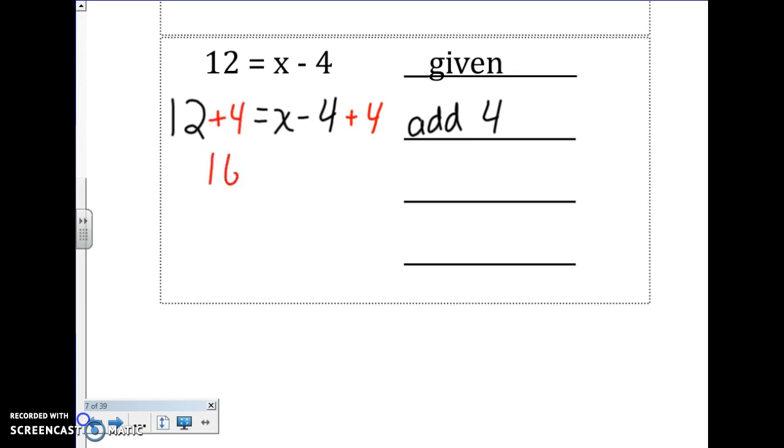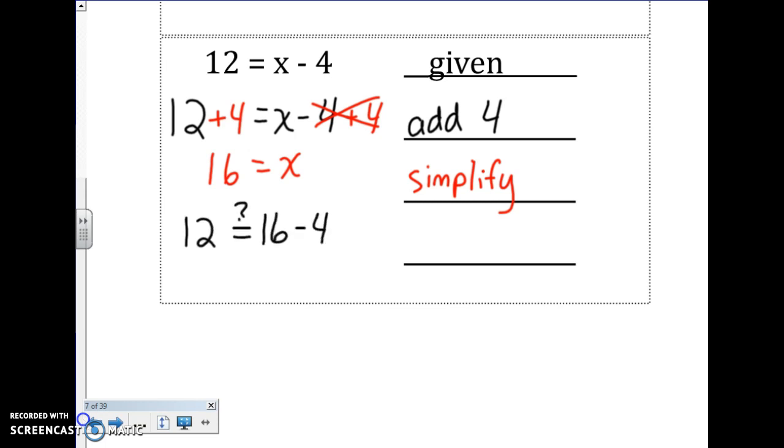So I get 16 equals, all that's left is x, simplified. And then I should go back and check my work. I'm going to do it on this one, just to make sure we're on the same page because it's on the other side. 16 minus 4. 16 minus 4 is 12, so that is a check.